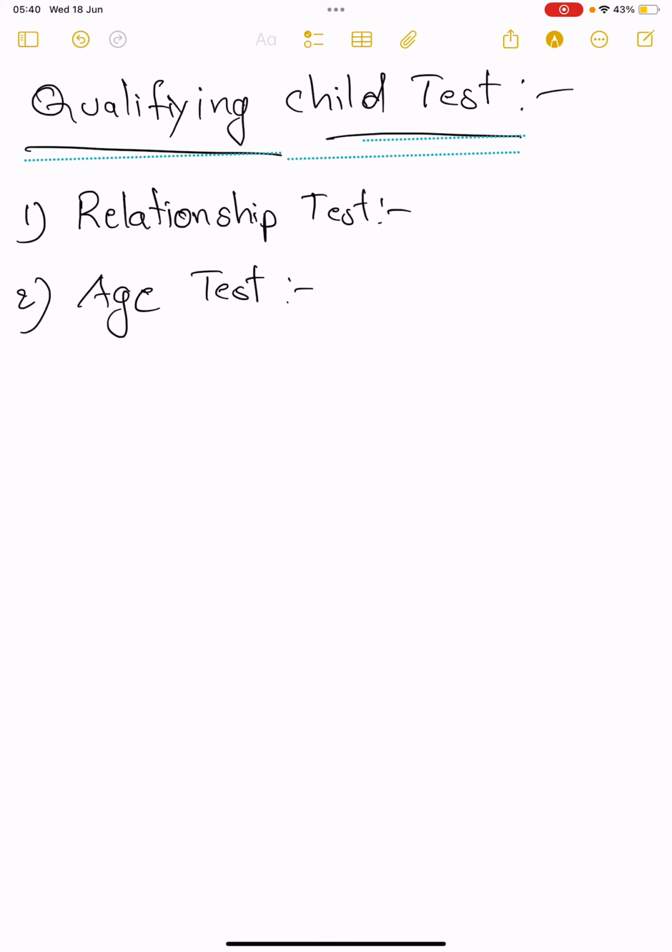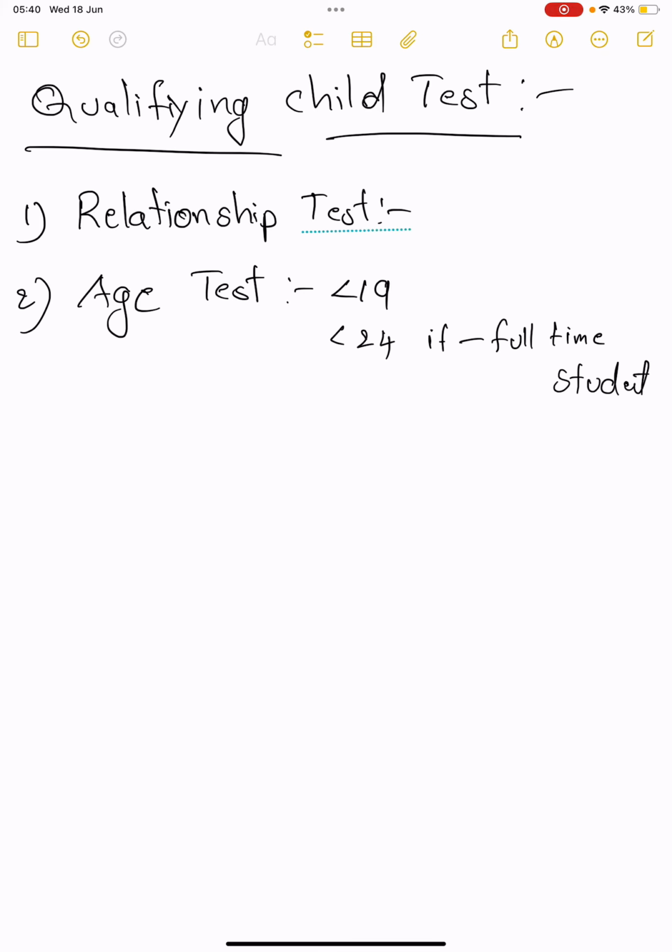In the age test, the child must be less than 19 years old. And the second case is less than 24, if the child is a full-time student. If he is a full-time student, then he will be qualifying.